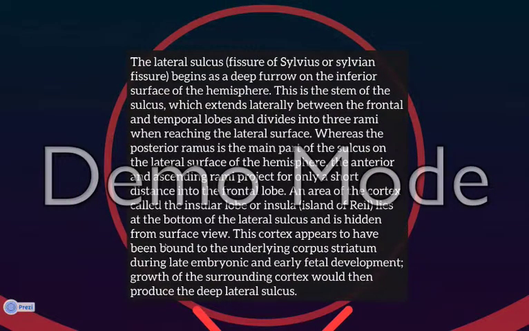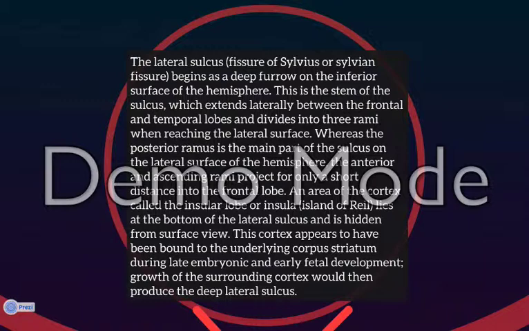The lateral sulcus, fissure of Sylvius or Sylvian fissure, begins as a deep furrow on the inferior surface of the hemisphere. This is the stem of the sulcus, which extends laterally between the frontal and temporal lobes and divides into 3 rami when reaching the lateral surface. Whereas the posterior ramus is the main part of the sulcus on the lateral surface of the hemisphere, the anterior and ascending rami project only a short distance into the frontal lobe.